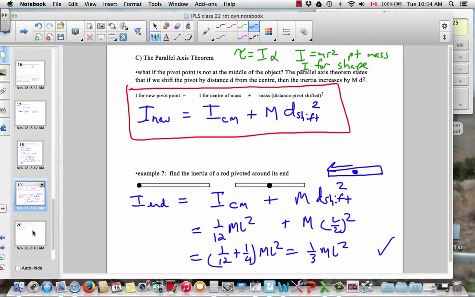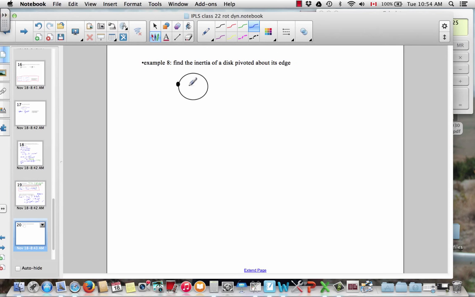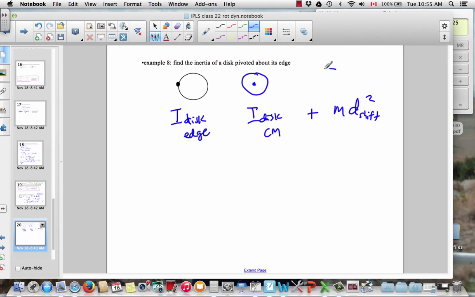Now let's use the parallel axis theorem to do something where we don't know the answer in advance. Let's find the inertia of a disk pivoted about its edge. Well, according to the parallel axis theorem, the inertia of the disk pivoted about its edge, that's an eccentric disk motion, is the inertia of the disk pivoted about its center of mass plus a term, mass of the disk, times the shift distance squared. So here we're shifting the pivot point from the center out to the edge. That's a distance r.